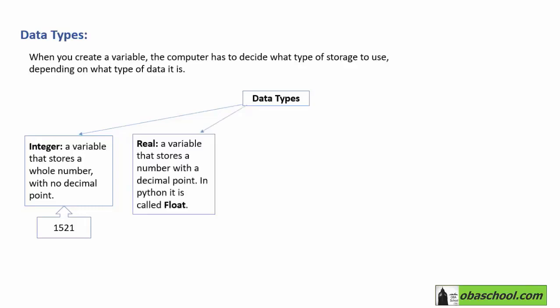Number 2, real, a variable that stores a number with a decimal point. In Python, it is called float. Real and float are the same. However, some programming languages call it real and some call it float. Now let's see the example for real or float: 0.315, so we have a decimal point.